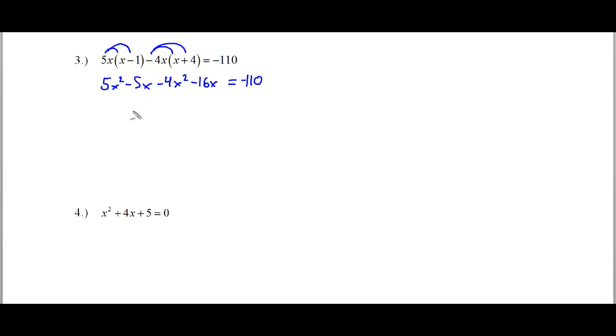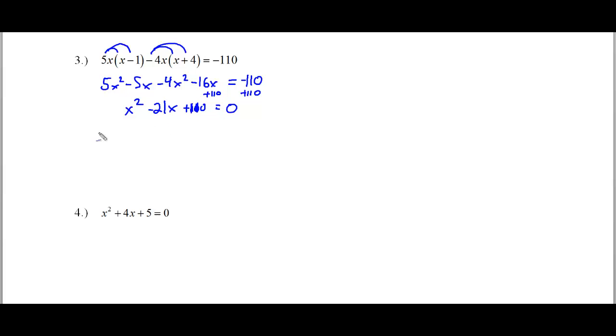Now we're going to combine like terms over here, so this gives me x squared, and the negative 5 and the negative 16 is negative 21. Just making sure I didn't make any mistakes by checking my notes. I'm going to move my 110 over here, and I'm going to do that by adding it. Oh, shoot. So again, adding the 110 to both sides. Puts it right there. Sorry, that 1 looks a little weird.